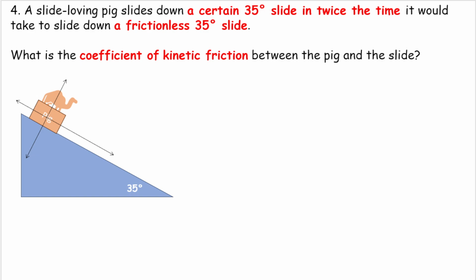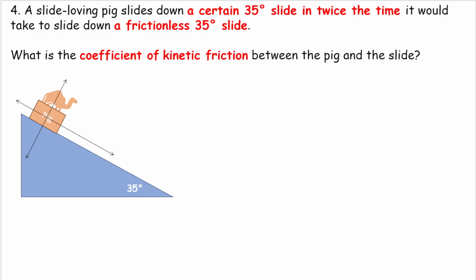Hello, in this video, I will explain how to solve this problem. A sliding peak slides on a certain 35-degree slide in twice the time it would take to slide down a frictionless 35-degree slide. What is the coefficient of kinetic friction between the peak and the slide?